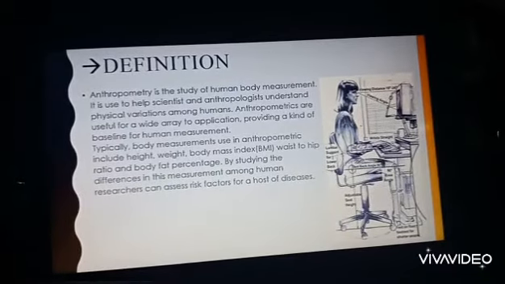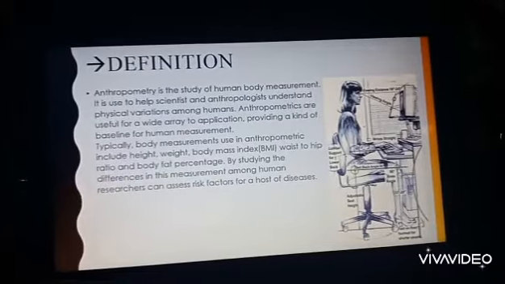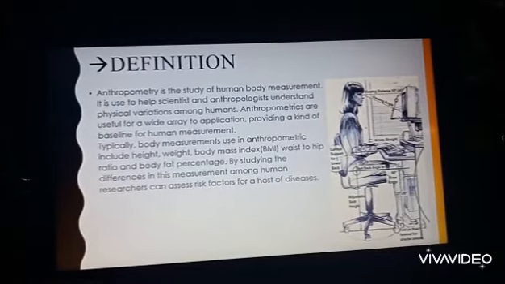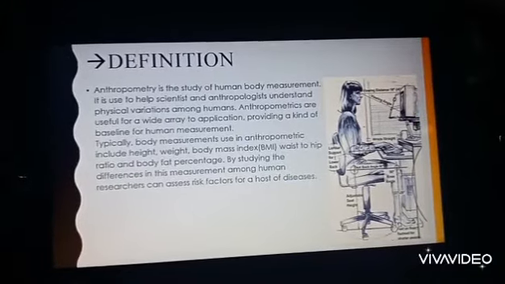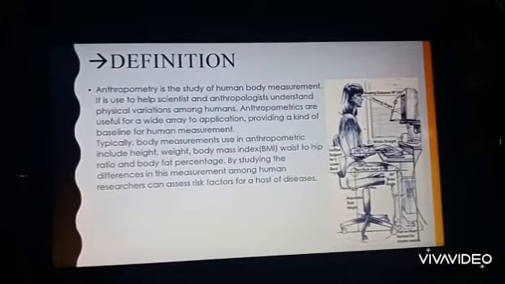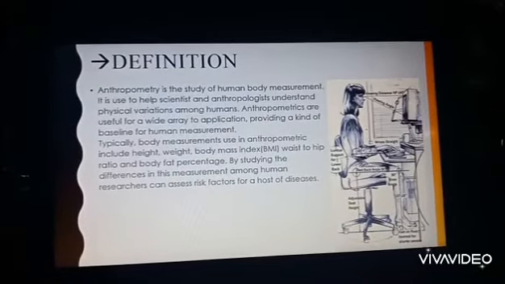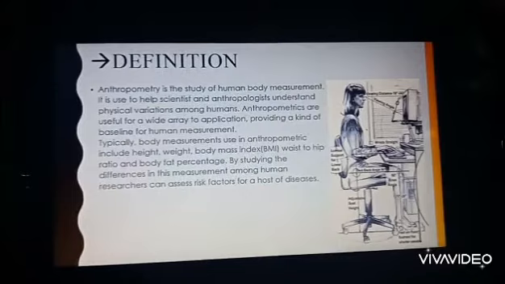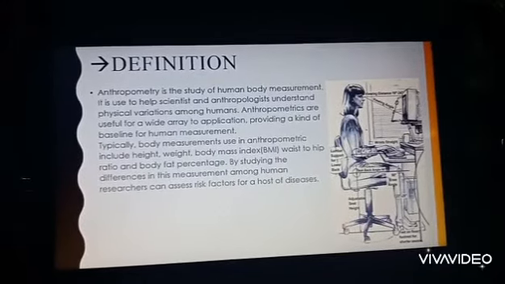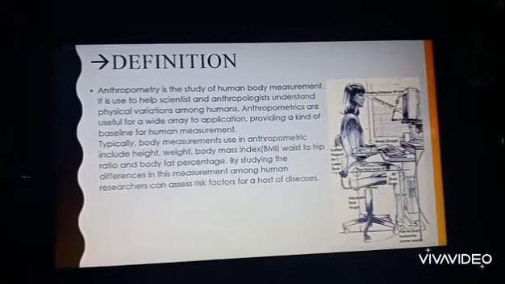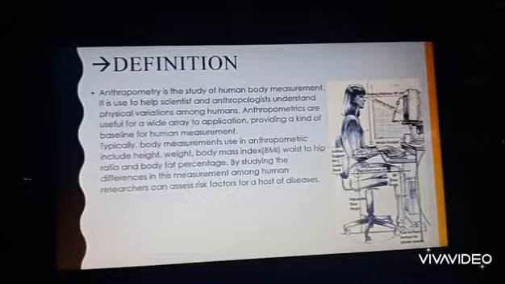It is used to help scientists and anthropologists understand the physical variations among humans. Anthropometrics are useful for a wide array of applications, providing a kind of baseline for human measurement. Typically, body measurements used in anthropometrics include height, weight, body mass index, waist-to-hip ratio, and body fat percentage. By studying the differences in the measurements among humans, researchers can assess risk factors for a host of diseases.